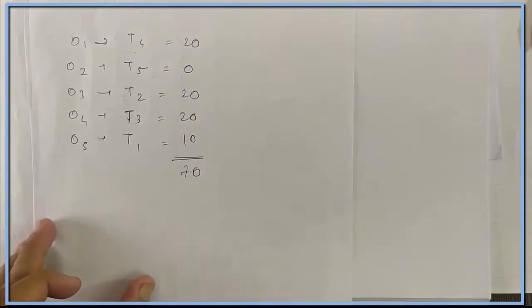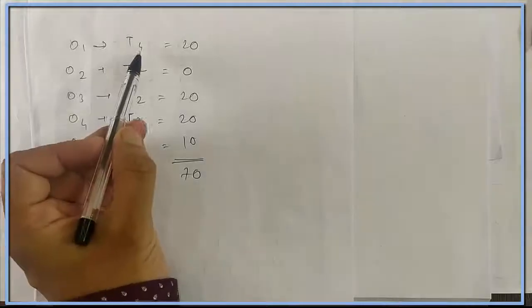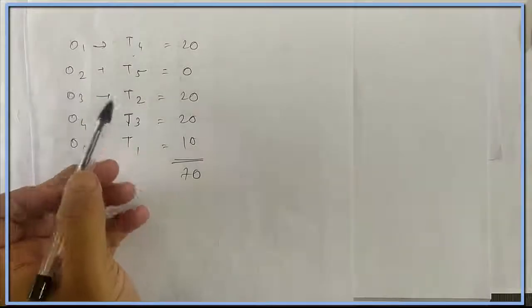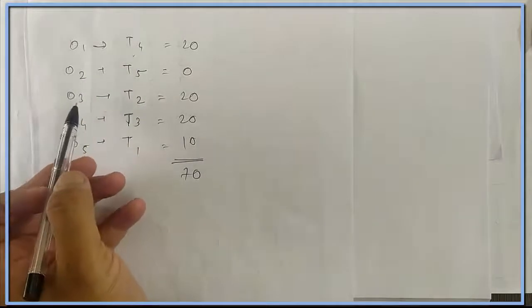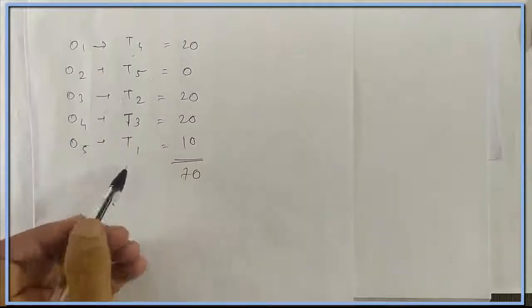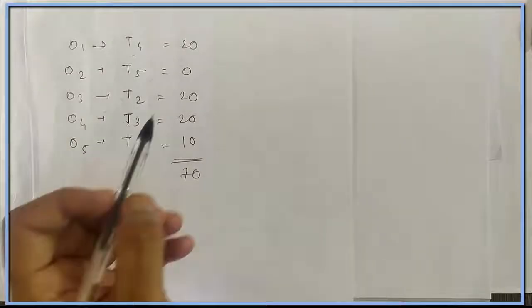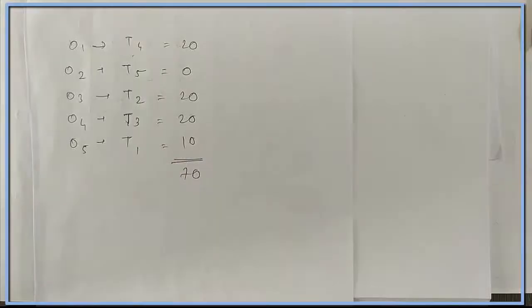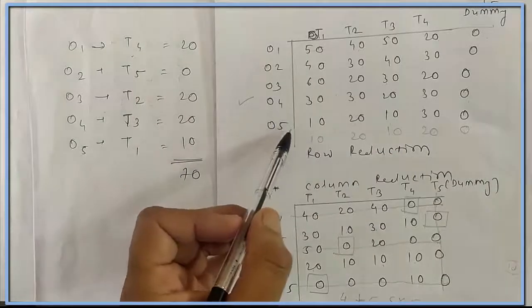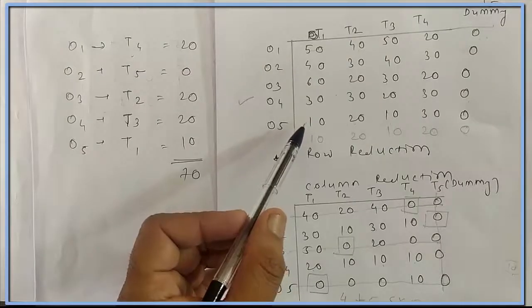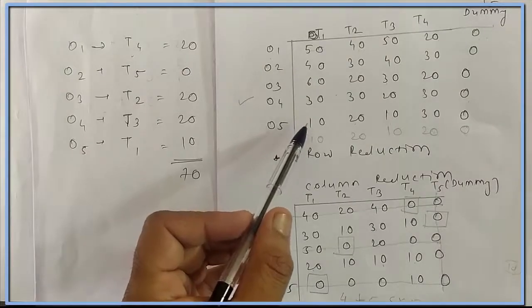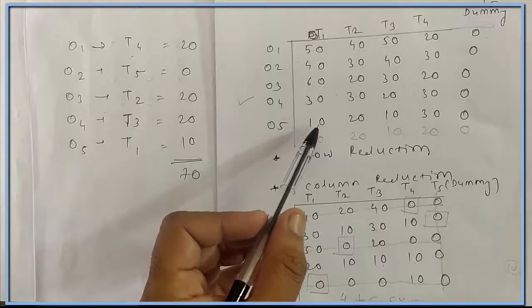Therefore, look at our final answer. The assigned tasks: T4 is assigned to O1, T5 is assigned to O2, T2 is assigned to O3, T3 is assigned to O4, T1 is assigned to O5. And we have extracted these numbers from the balanced assignment problem. Now look at this matrix. This was the first step of the assignment problem. We have converted the unbalanced assignment problem to the balanced assignment problem.